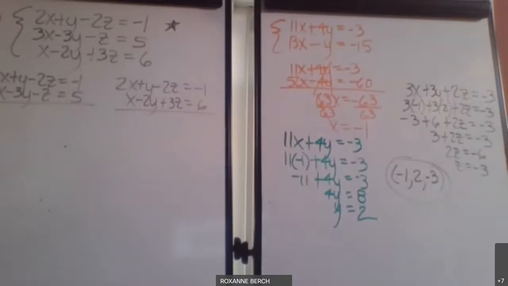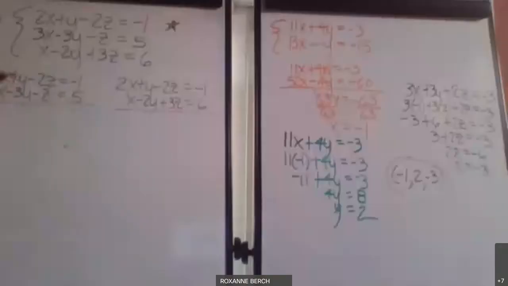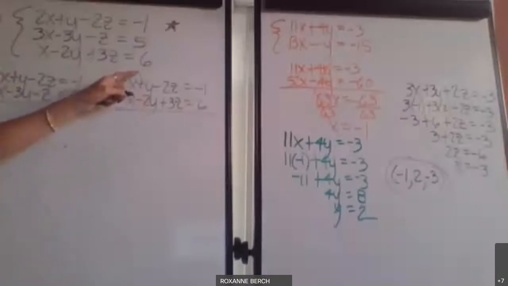Can you guys respond, please? I'm a little confused. Well, okay, when I pair these up, I can multiply the top by 3 and eliminate the y easily. I can multiply the top by 2 and eliminate the y easily.